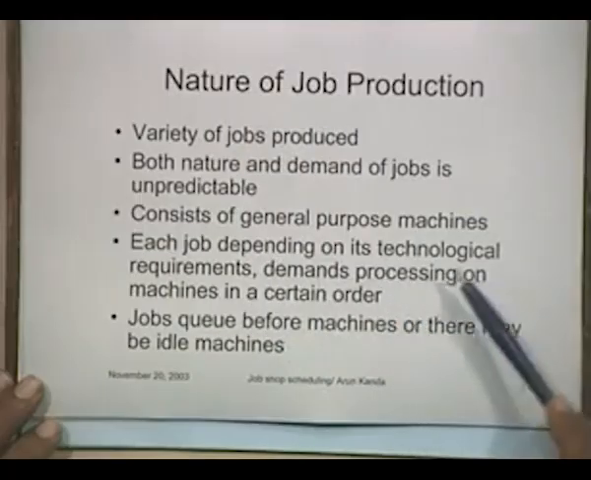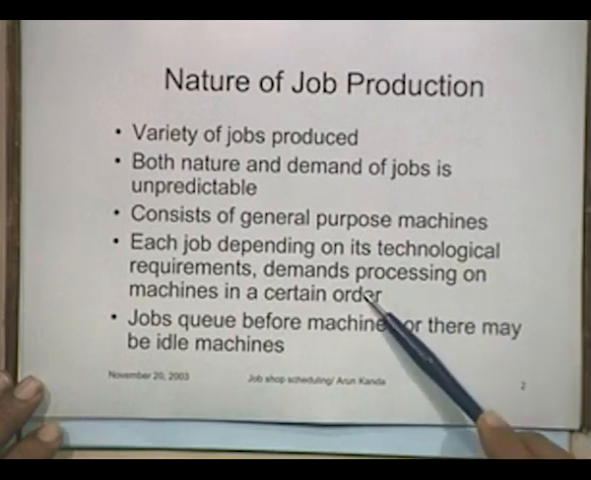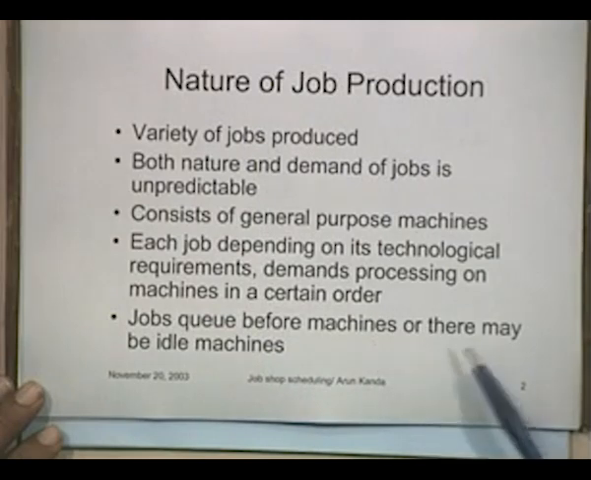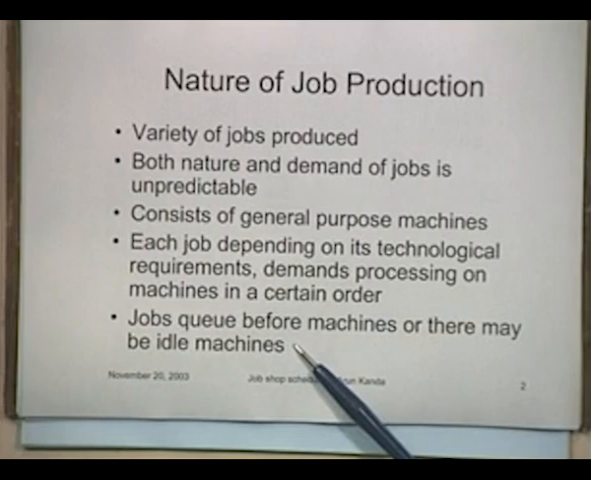Each job, depending on its technological requirements, demands processing on machines in a certain order. What we mean here is that each job, by virtue of its special nature, would require processing on a number of machines, and the sequence would be different for each job. Therefore each job is essentially unique in a typical job shop. Jobs will tend to queue before machines, or there may be idle machines and no job for that particular machine. These kinds of situations might occur temporarily in a job shop.